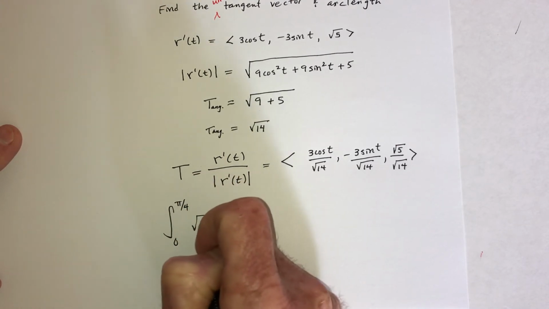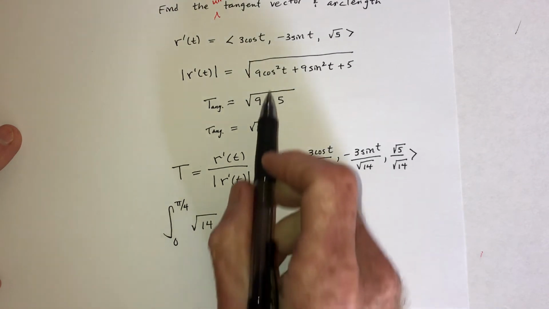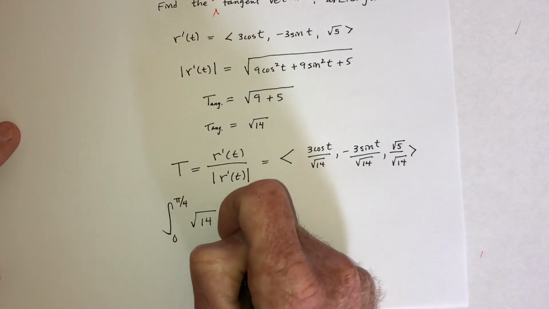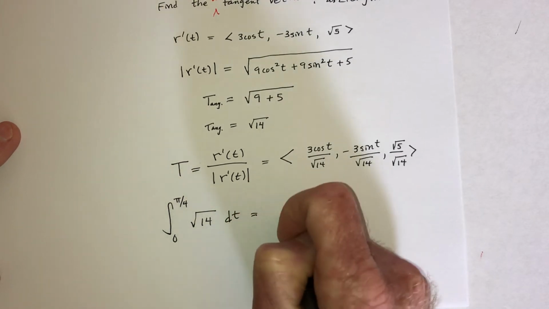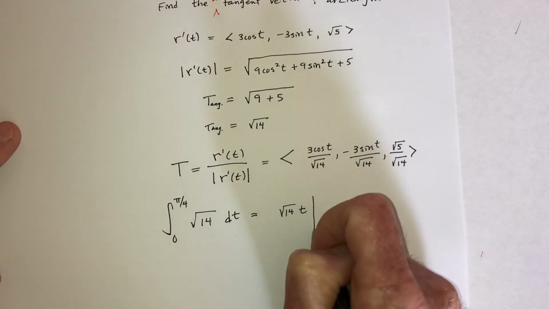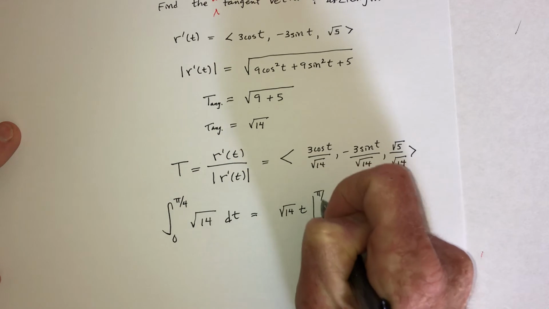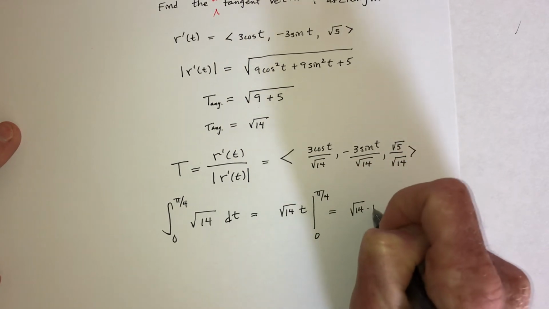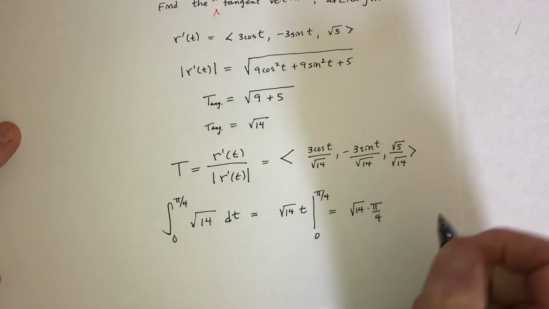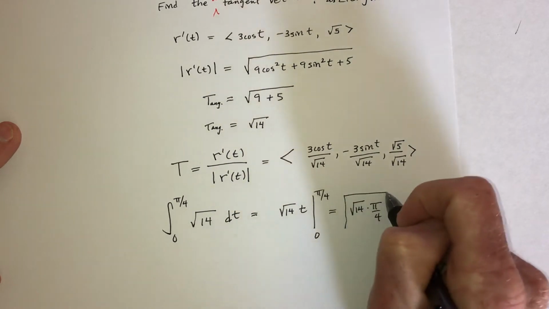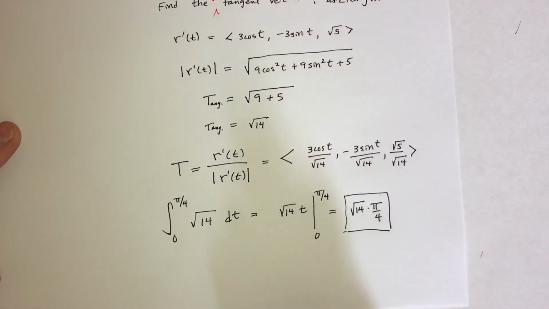And then I feel sort of ripped off because I thought it was going to be this nice complicated integral, but all we have to do is integrate the square root of 14. So that means it's going to be the square root of 14t evaluated from 0 to pi over 4. So that'll be the square root of 14 times pi over 4. And then when you substitute the 0, that's just going to be 0. So this one is already done.